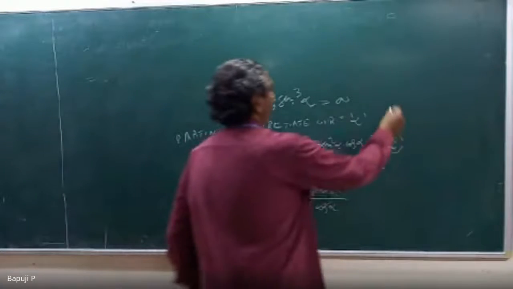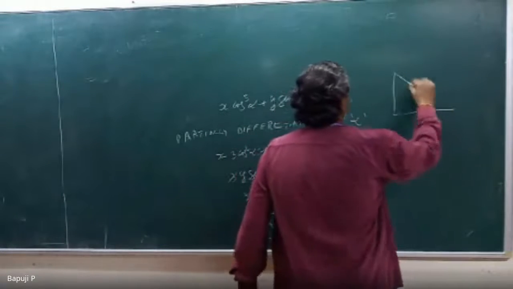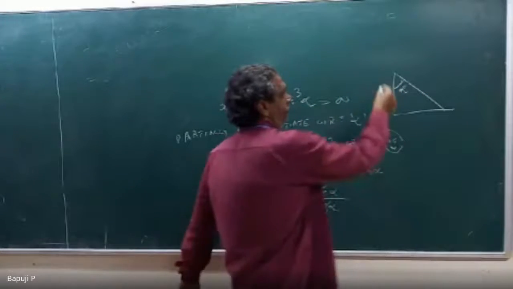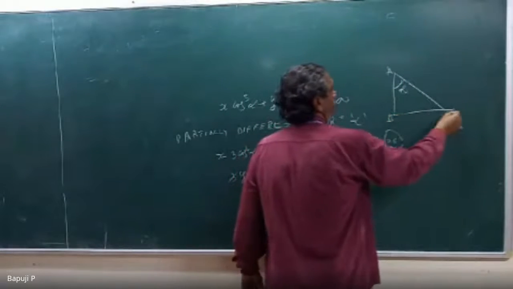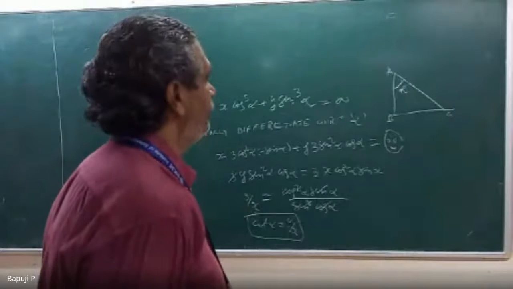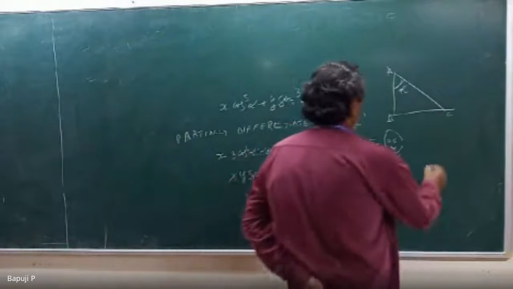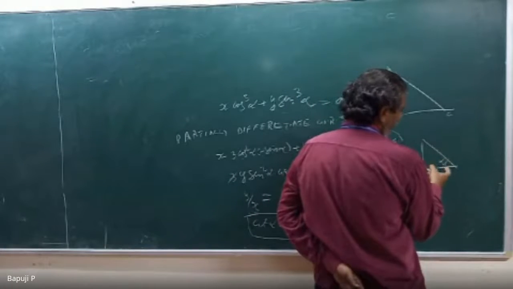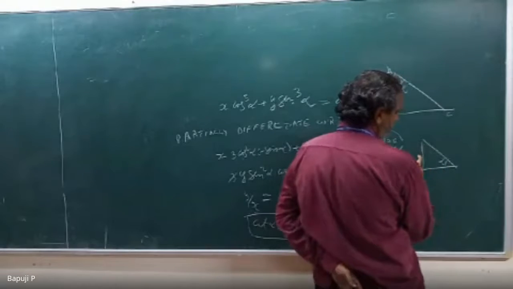Now we stand. If it is alpha, now who will come? AB will be the base. Now BC will be the perpendicular. Actually, now they will know. Don't say perpendicular like this. With alpha, the adjacent side is adjacent. This is the adjacent side. This is the opposite side.